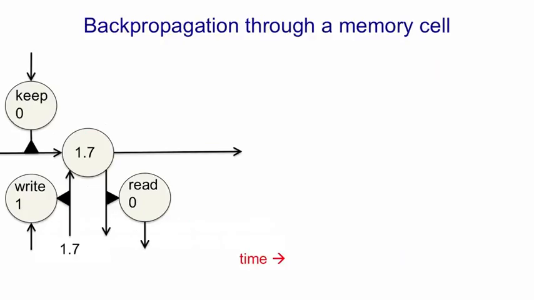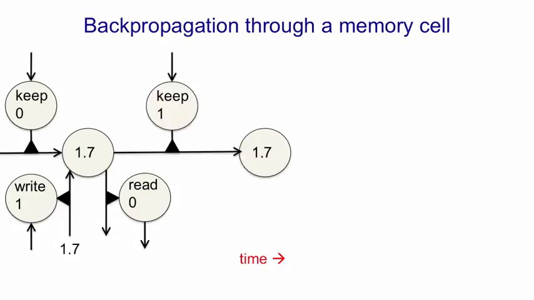So I'm going to show you now a picture of what backpropagation through a memory cell looks like. First, we're going to do a forward pass. So at the initial time, let's suppose that the keep gate was set to 0, so we wiped out whatever information was in the memory cell before, and the write gate is set to 1, so the value of 1.7 that is coming from the rest of the recurrent neural network gets written into the memory cell. And we're not going to read it at this time, so the read gate is set to 0.